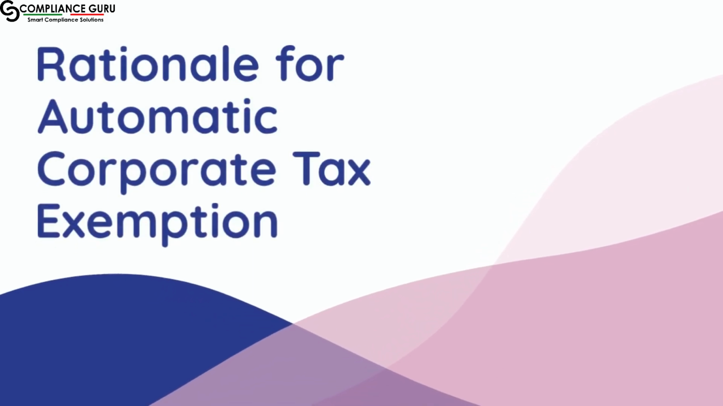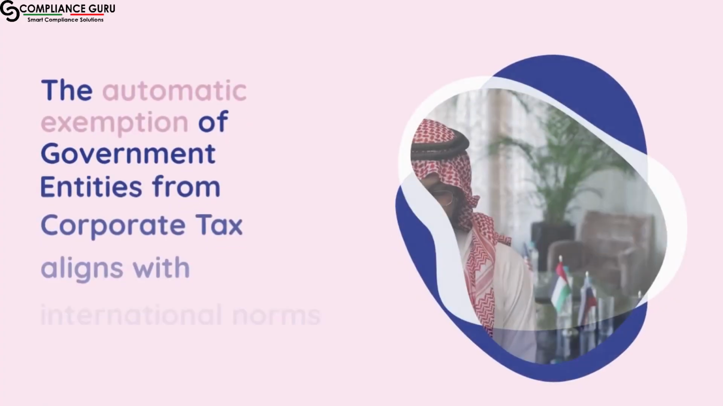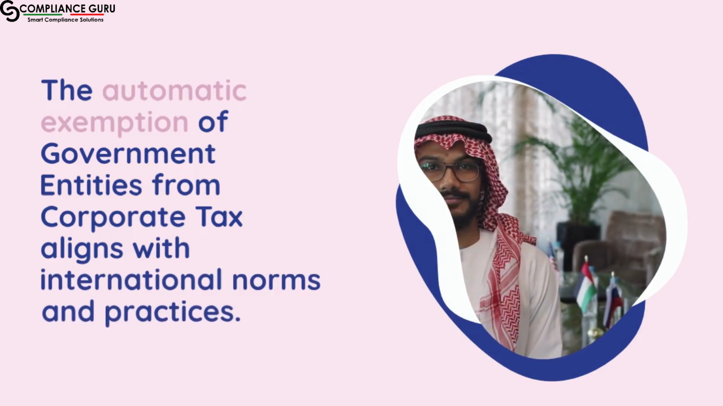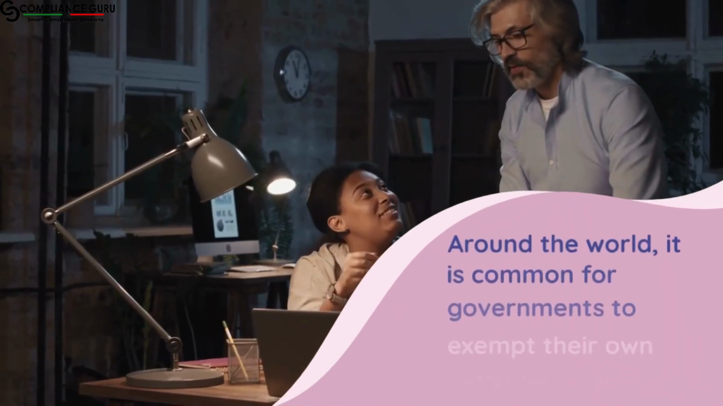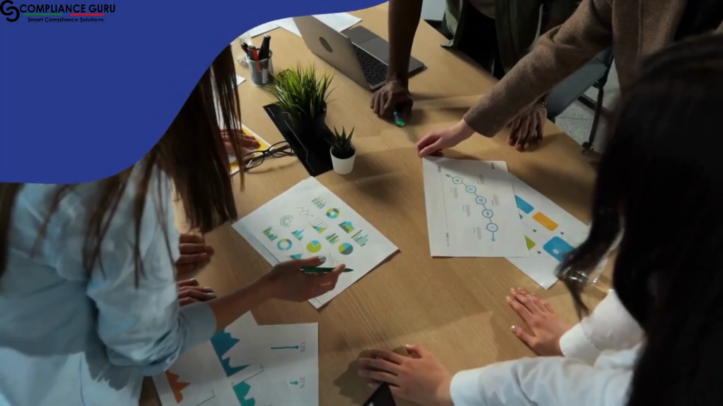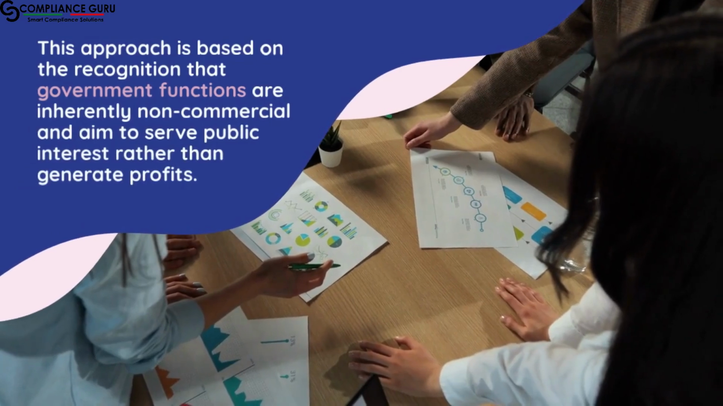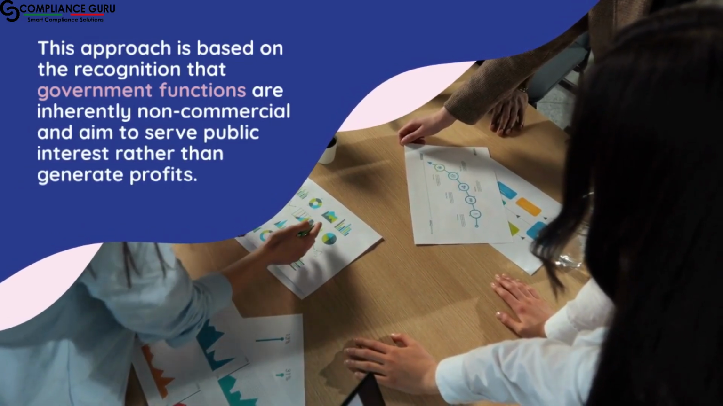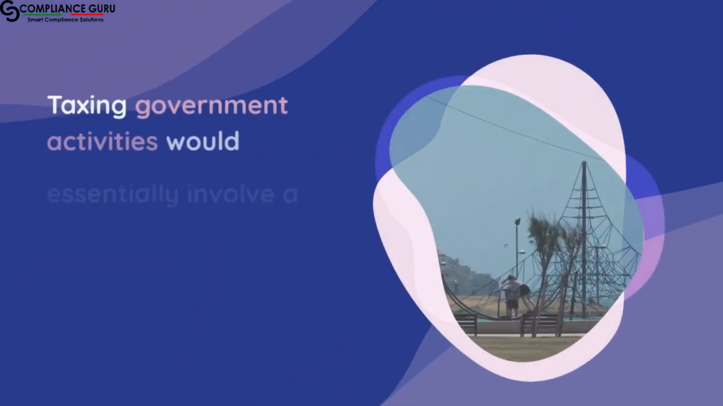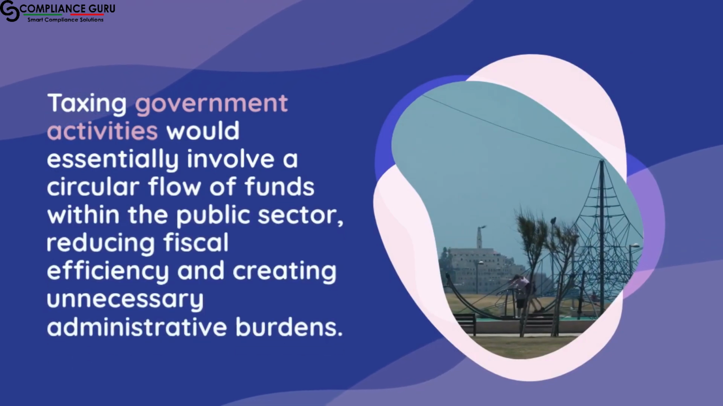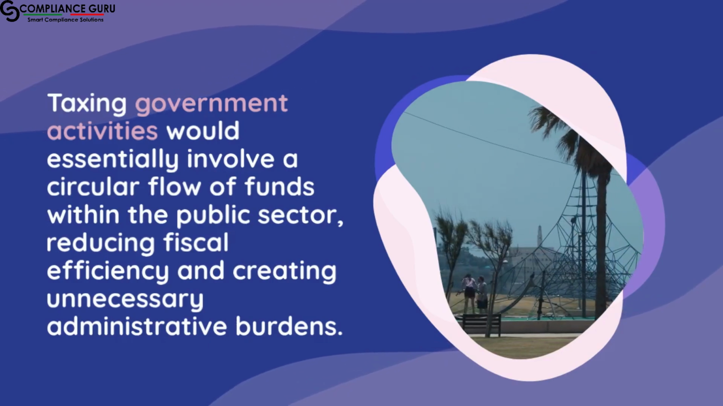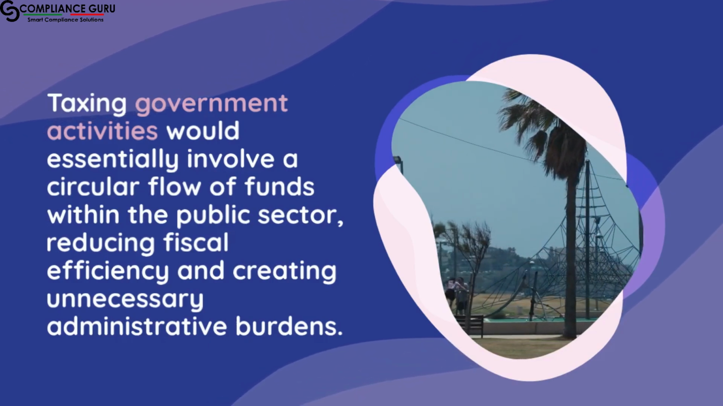Rationale for automatic corporate tax exemption. The automatic exemption of government entities from corporate tax aligns with international norms and practices. Around the world, it is common for governments to exempt their own activities from taxation. This approach is based on the recognition that government functions are inherently non-commercial and aim to serve public interest rather than generate profits. Taxing government activities would essentially involve a circular flow of funds within the public sector, reducing fiscal efficiency and creating unnecessary administrative burdens.